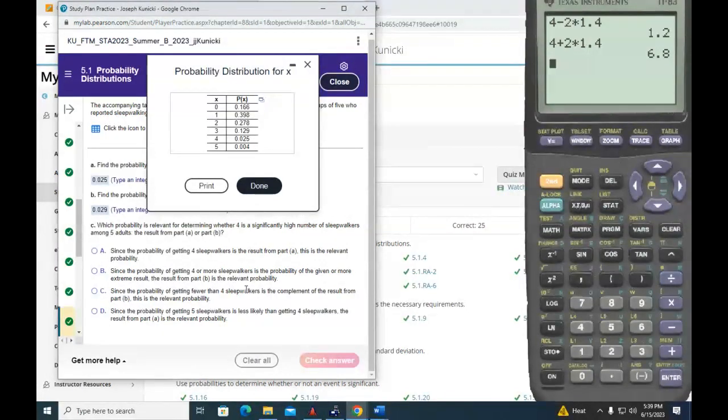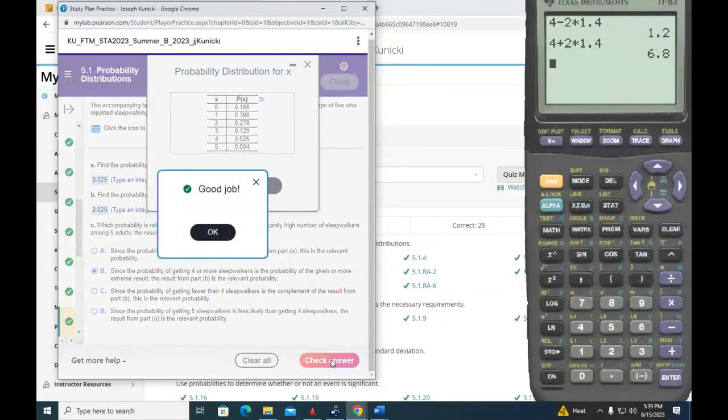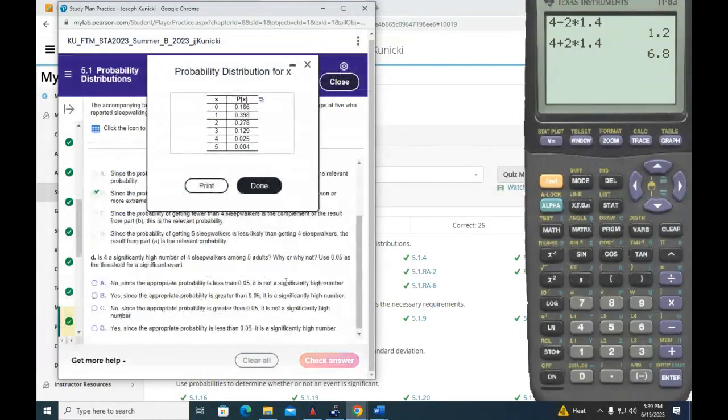Since the probability of getting 4 or more sleepwalkers is the probability of the given or more extreme result, part B, the second answer, is the one we want. We want the sum of 4 and 5, because 5 contains 4. That's the whole logic. It took me a while to figure that out. So is 4 a significantly high number?